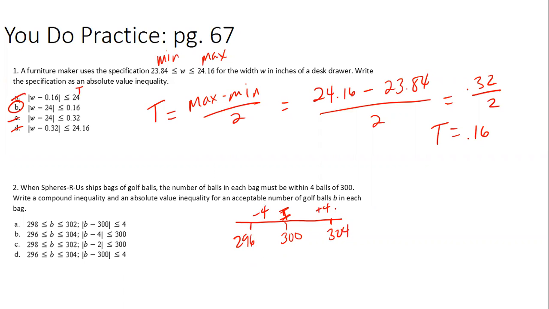So I have my I and my T. I equals 300, T equals 4, and here's my min and here's my max. Which one of these satisfies all of that information? D. The answer would be D. My min, my max, my intended, my tolerance. How many of you feel like you may have overthought this a little bit? A little bit? All right.